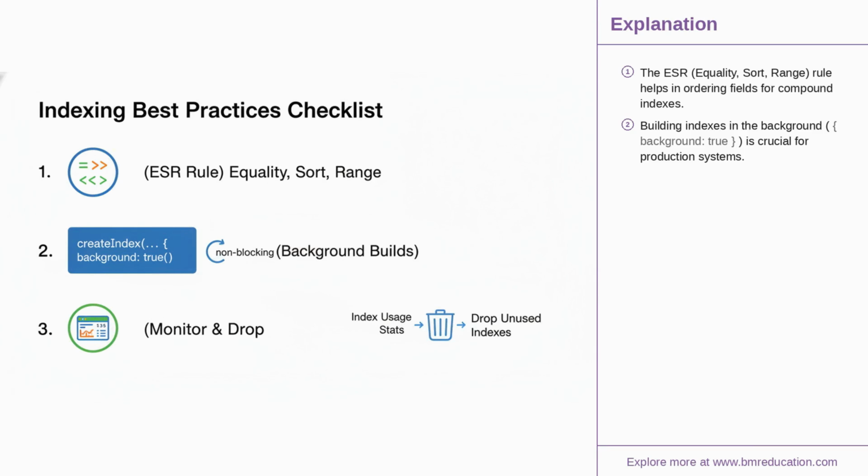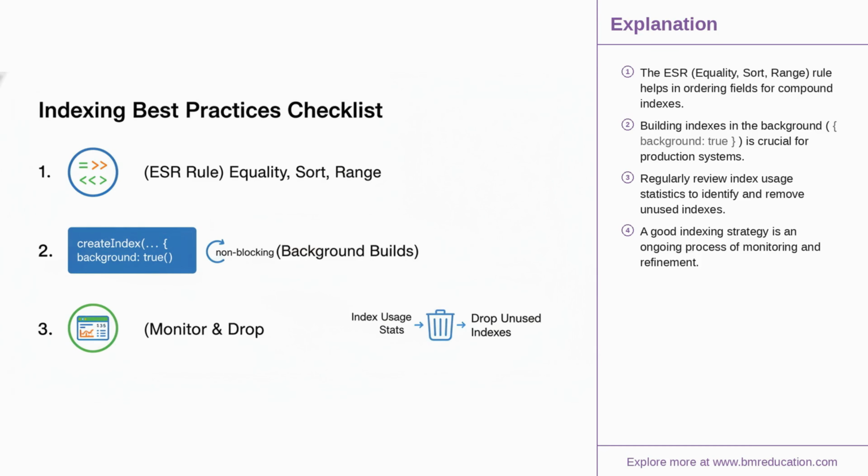Let's conclude with a few essential best practices. First, design your compound indexes using the ESR rule. Structure them to support equality matches first, then sort operations, and finally range filters. Second, always create indexes in the background in production environments to avoid blocking database operations. Finally, regularly monitor your indexes and drop any that are no longer used to reclaim resources.